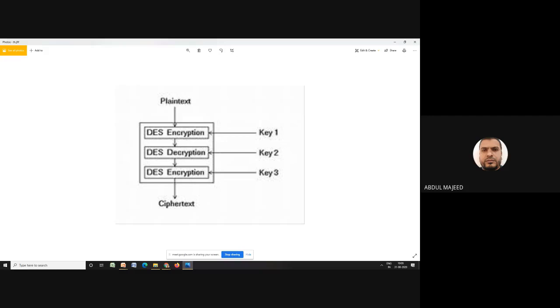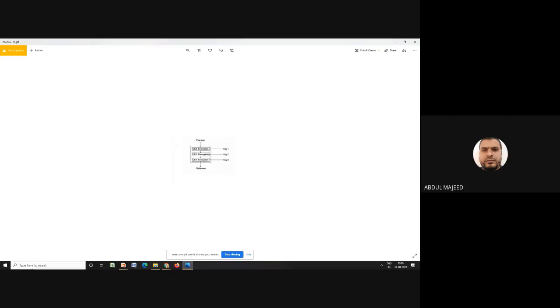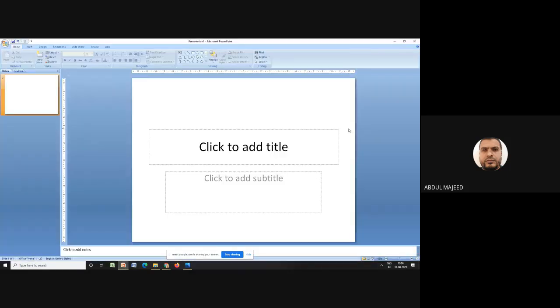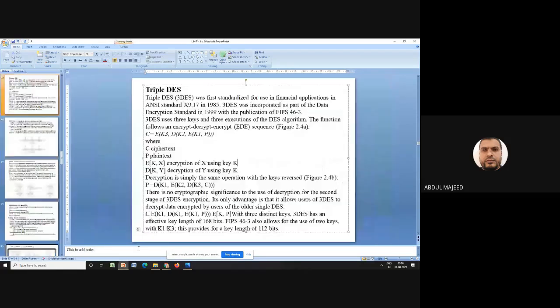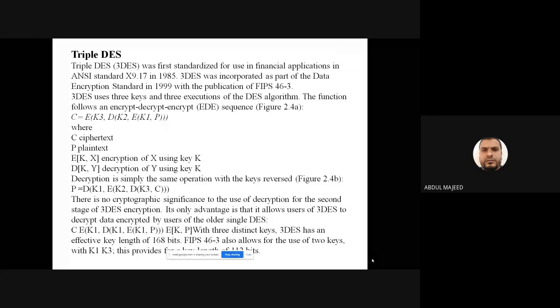Okay. So this is your triple DES algorithm. Triple DES means simply that the DES algorithm is applied three times, with the help of three different keys. Okay, so here you can write that same thing as an equation.